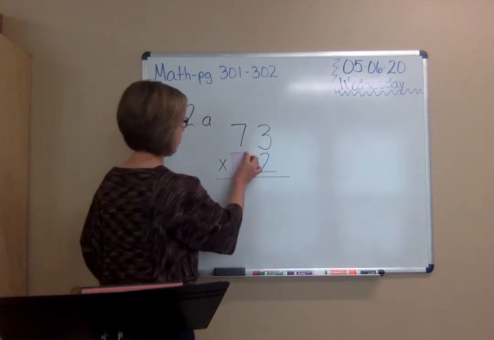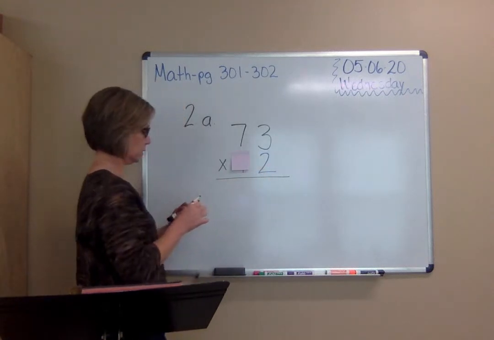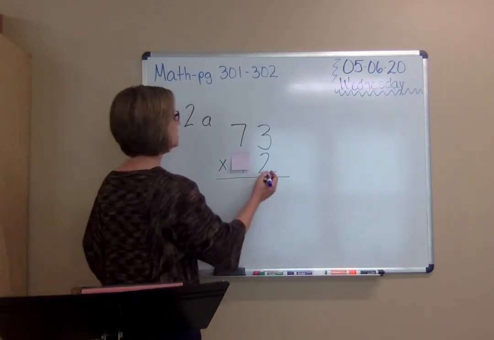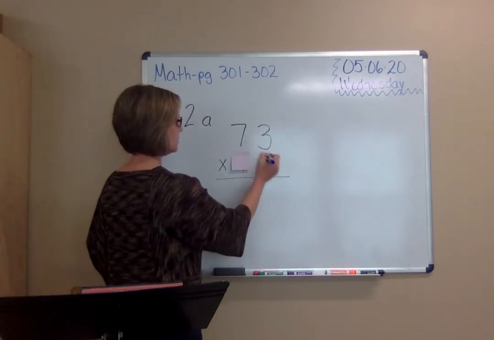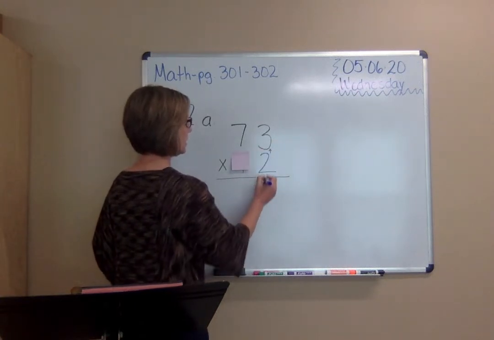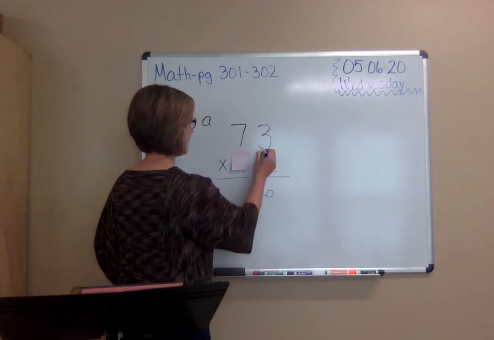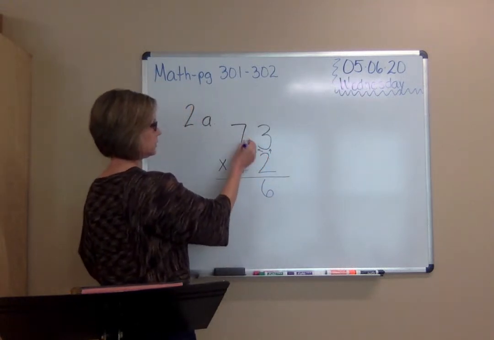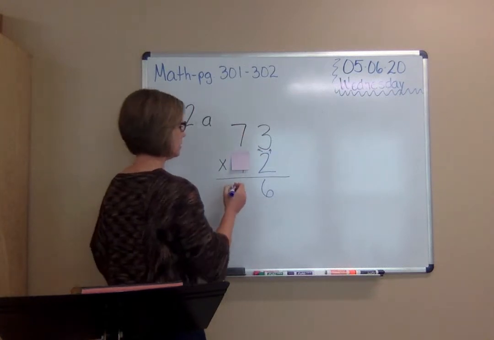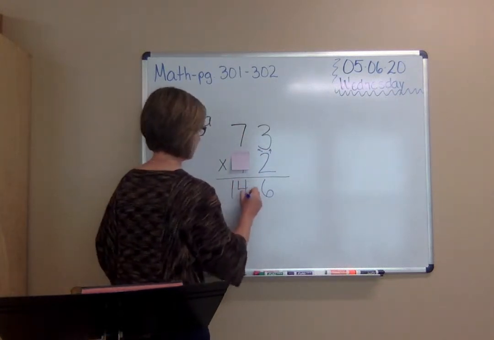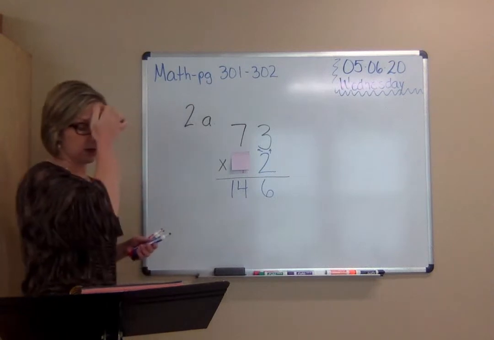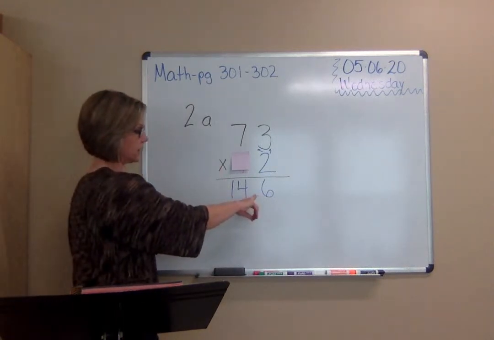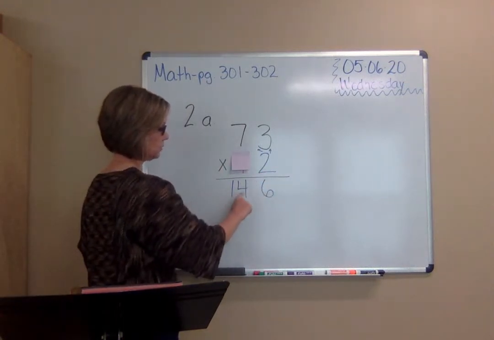So I'm going to start in my ones places with my blue 2 here. That's in my ones place. 2 times 3 going up equals 6. And I'm going diagonal. 2 times 7 equals 14. So your partial product here for the ones place should be 146.